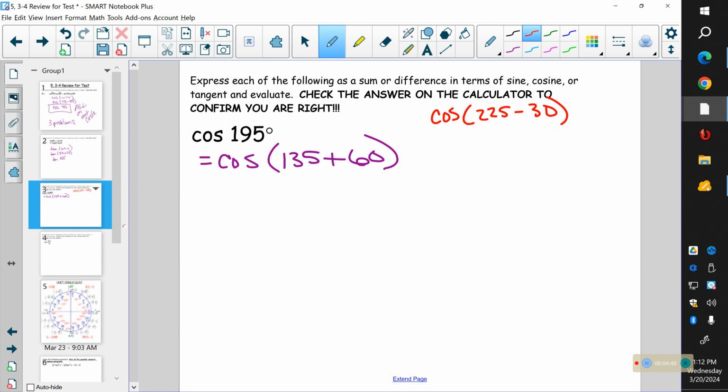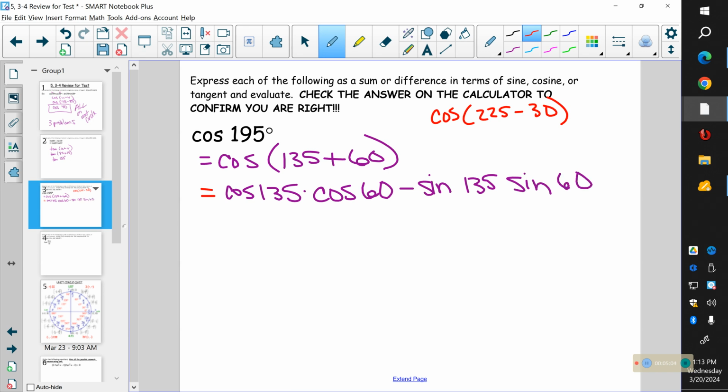So now I'm going to apply the cosine one. So if I'm applying the sum of cosines, that means I'm going to have the cosine of 135 times the cosine of 60, then it's minus the sine of 135 times the sine of 60. Yes?